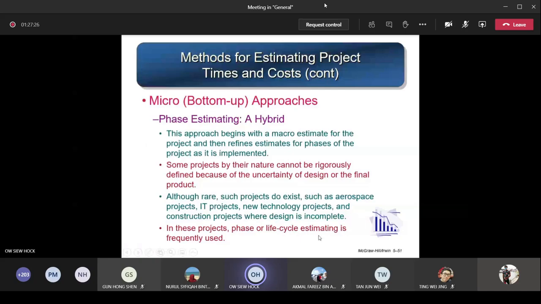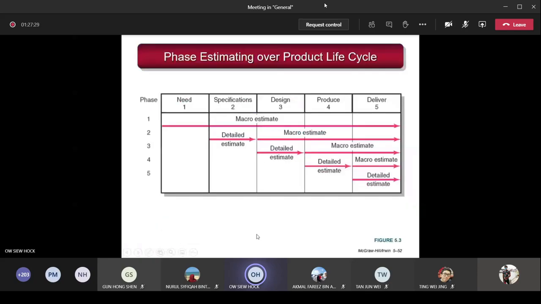Okay, so this is how it looks. For example, here you see the phase estimating over the product life cycle. The first phase is the need. You identify what the needs or specifications are. Then followed by specification, the actual specification, phase two, design phase three, produce phase four, and then deliver phase five. At phase one, the first phase, you do a macro estimate because I cannot see the whole thing yet. So I use macro approaches to give an overall quick estimation of the whole project.